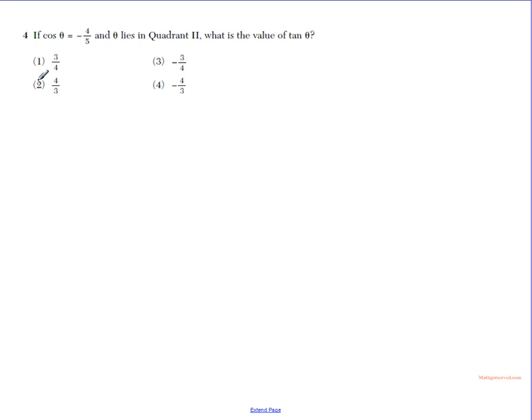Question 4 says if cosine theta is negative 4/5 and theta lies in quadrant 2, what is the value of tan theta? So this is a problem where we just have to draw the angle in the right quadrant, and also use these points right here to determine what my components of the right triangle are, and then I can find tan theta from there. All right. So this is a SOHCAHTOA type problem. Let's go ahead and draw out our right triangle first, and then we'll go on after that.